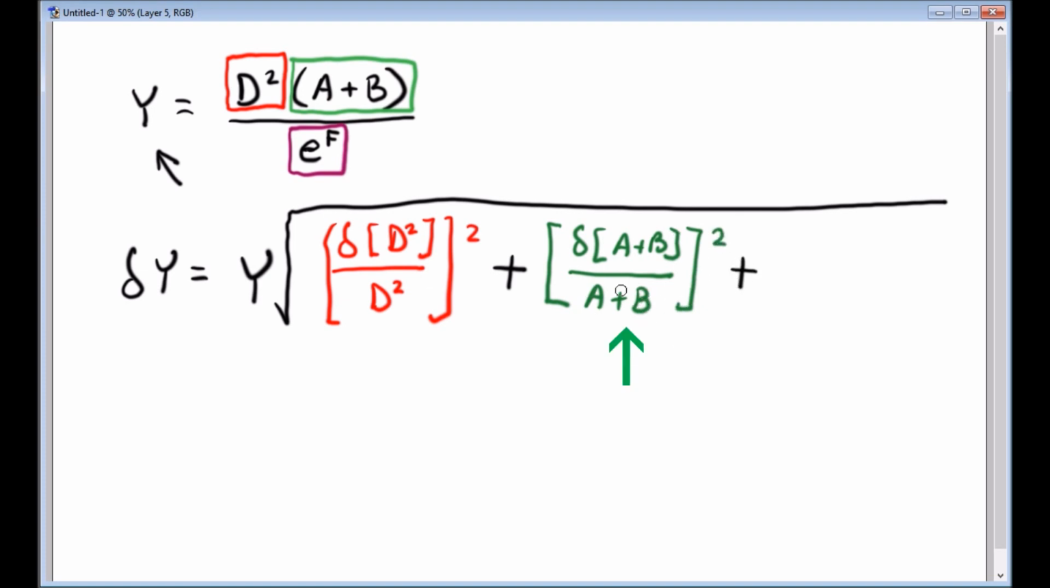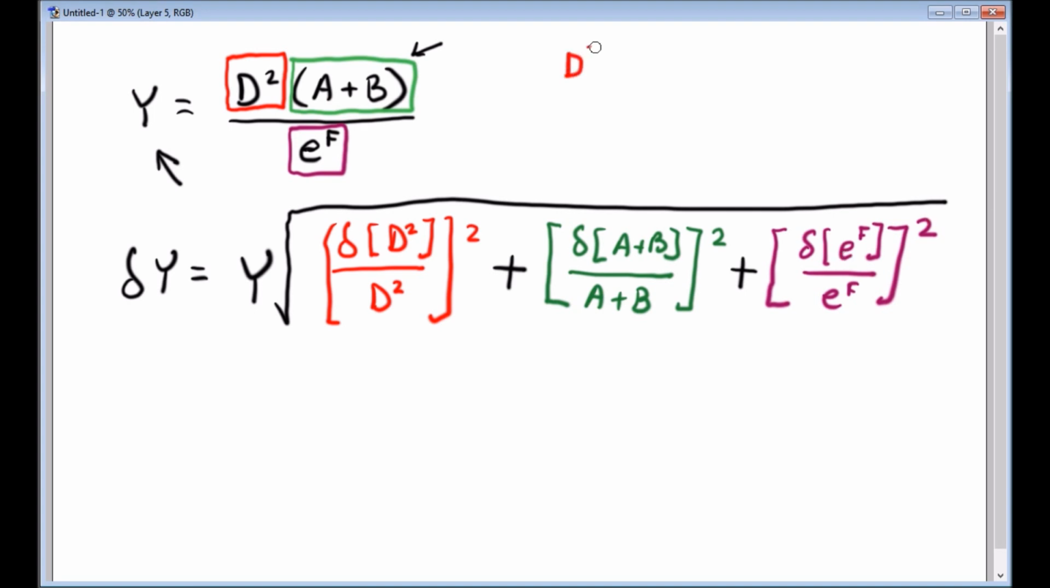So note, I'm not worrying about what's inside the box, I'm just writing it down. So uncertainty of a plus b divided by a plus b. I'm basically pretending I don't know what's going on inside that box. And then the third term is going to be the uncertainty of e to the f divided by e to the f. So the next thing to realize is that I don't actually know what the uncertainty of d squared is yet. I have to figure that out and then nest it into this equation. Likewise, I don't know what the uncertainty of a plus b is, and I don't know what the uncertainty of e to the f is. So that's my next step, is I have to figure out what these uncertainties are and then nest them into my equation. So let's do that now.